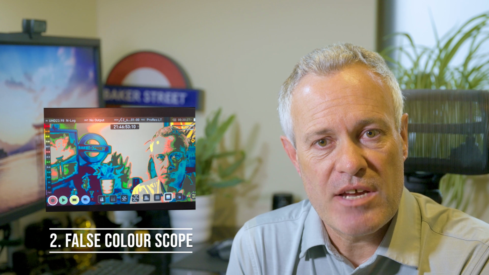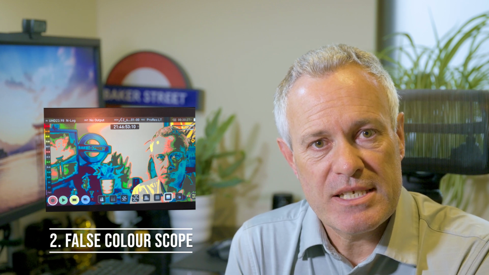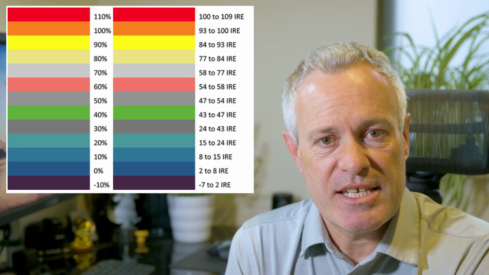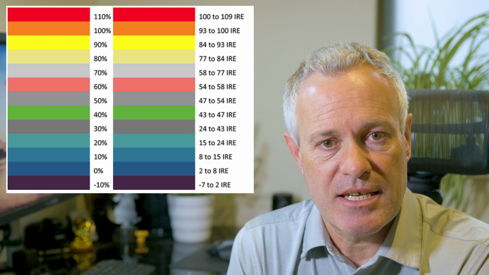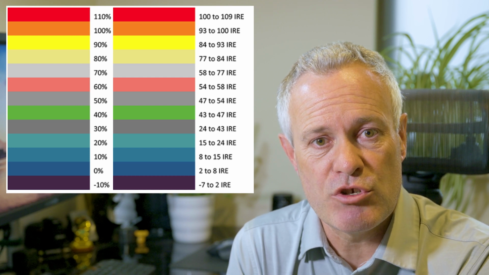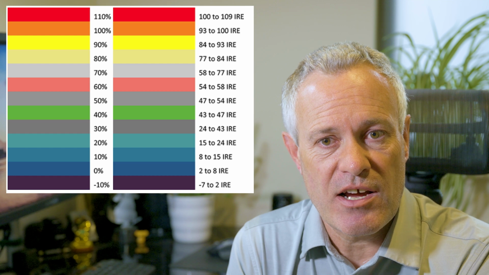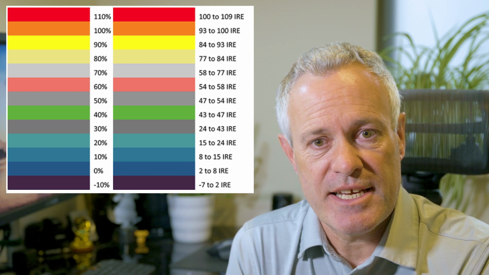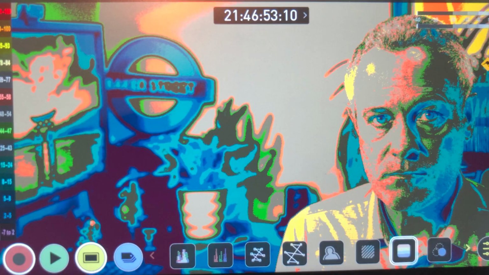The second way of going about it is probably the easier way, and that's using the Ninja V false colour scope. And what this does is it assigns different colours to different areas of exposure. As you can see, this is the set of colours that the Ninja V will assign to different exposure levels, and you'll see that the highlights tend to be red and the shadows tend to be blues and blacks. And whereas zebras just show you where you're overexposed, actually the false colour scope shows you all of the different exposures in the image, which can be really useful.